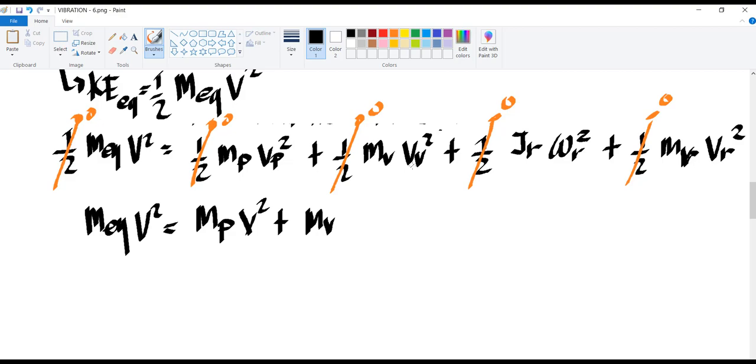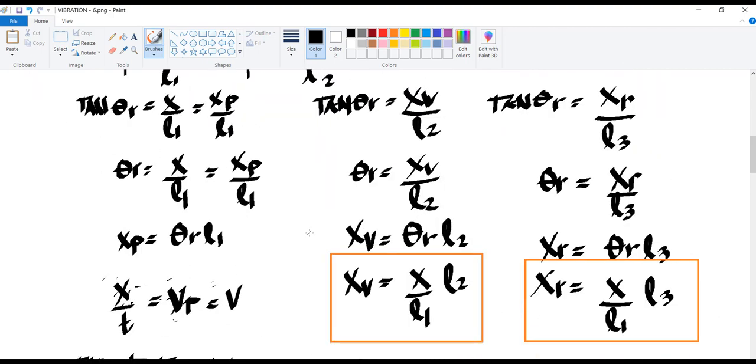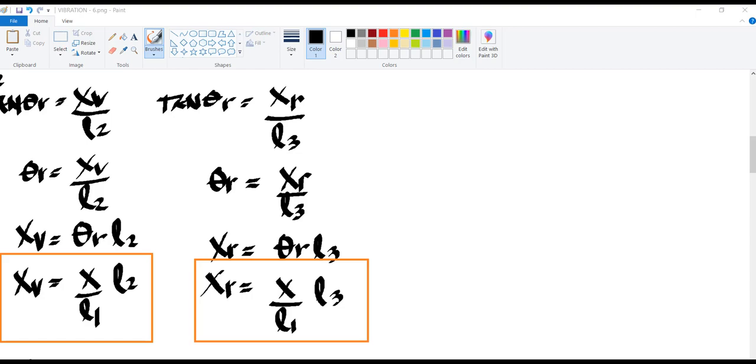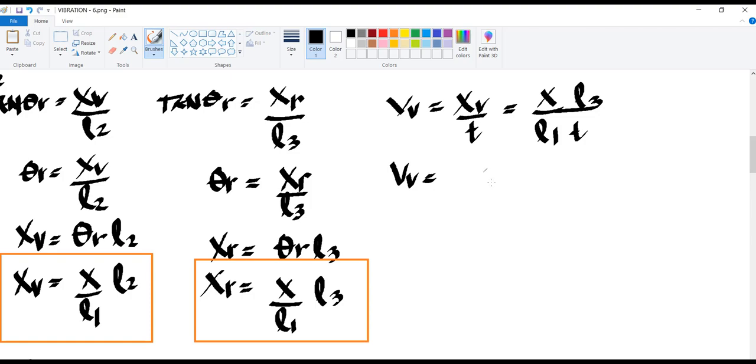Then we have the velocity of the bulb. Velocity of the bulb will be equal to, so for the velocity of the bulb, we have the displacement of the bulb, x sub b over time, which is equal to x over L sub 1 times L sub 2 over time, or velocity of the bulb is now equal to V L sub 2 over L sub 1. So we have now the velocity of the bulb.